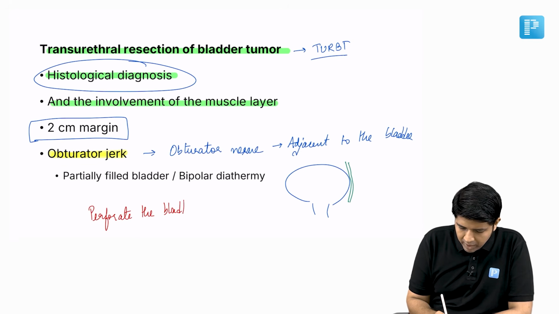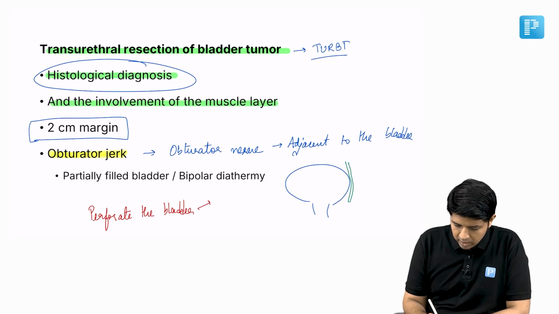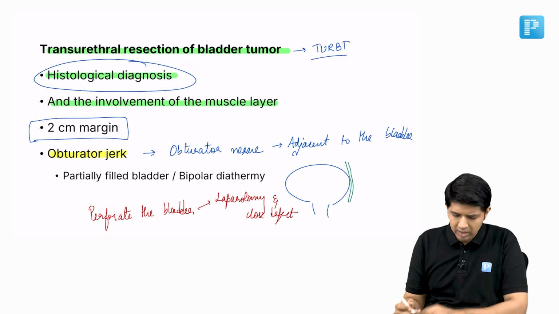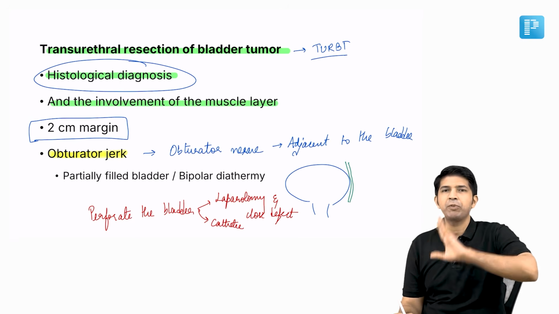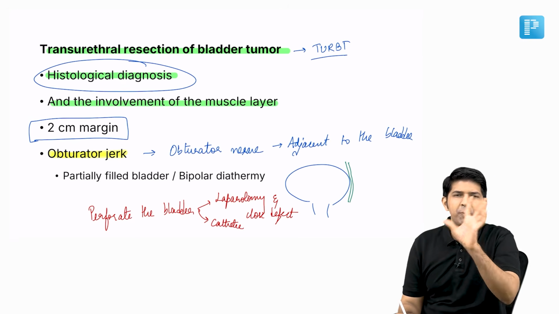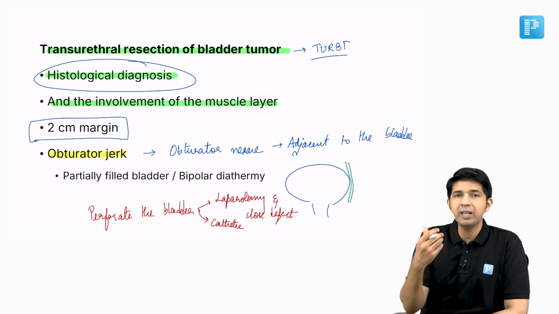So how are you going to deal with such a perforation? If it is a large perforation, convert that to a laparotomy and close the defect. But if it's a small, tiny perforation, then all you have to do is put a catheter and leave it for some time. So basically an indwelling catheter, you're going to leave it there and that small perforation will heal by itself. That is the idea.